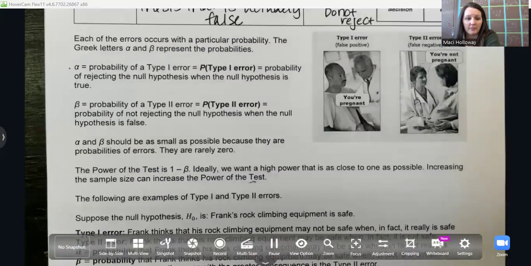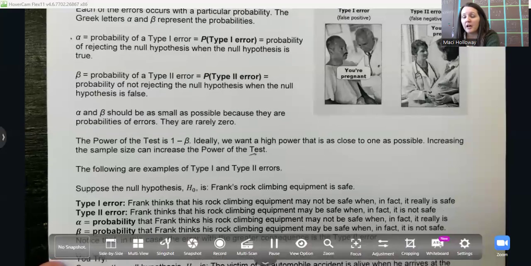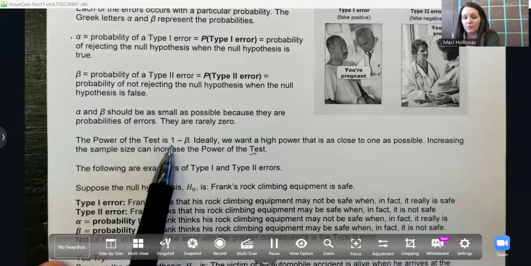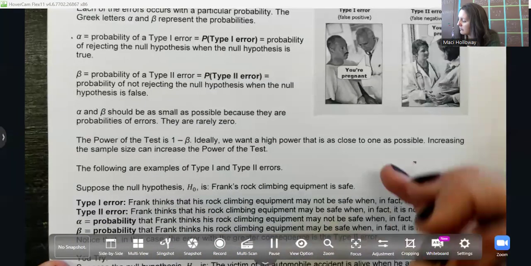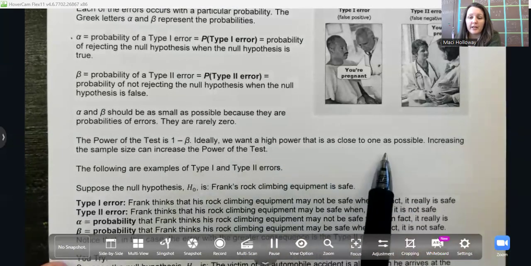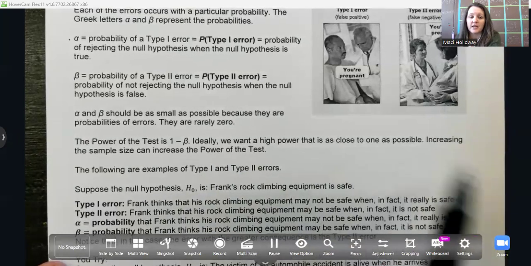Here, alpha and beta should be as small as possible because they're probabilities of error. They're rarely 0. The power of the test is 1 minus beta. Ideally, we want a higher power that is as close to 1 as possible. Increasing the sample size can increase the power of the test.